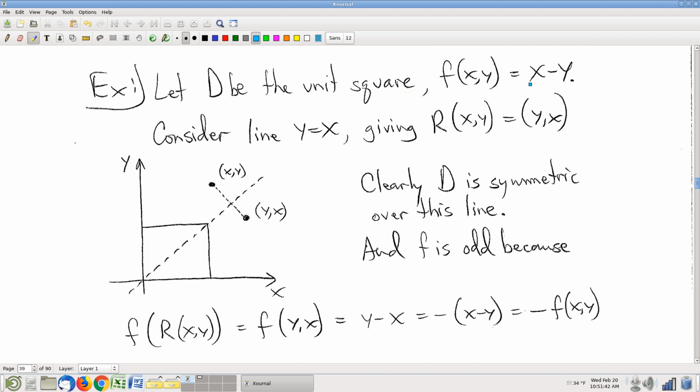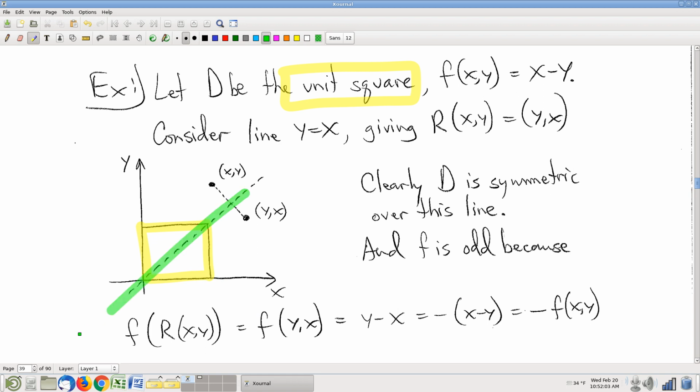Does this domain have any symmetries? Good news, yes. Bad news, lots of them. This domain, the unit square, is symmetric over that line. It's symmetric over that line. It's symmetric over that line. It's all symmetric over that line.